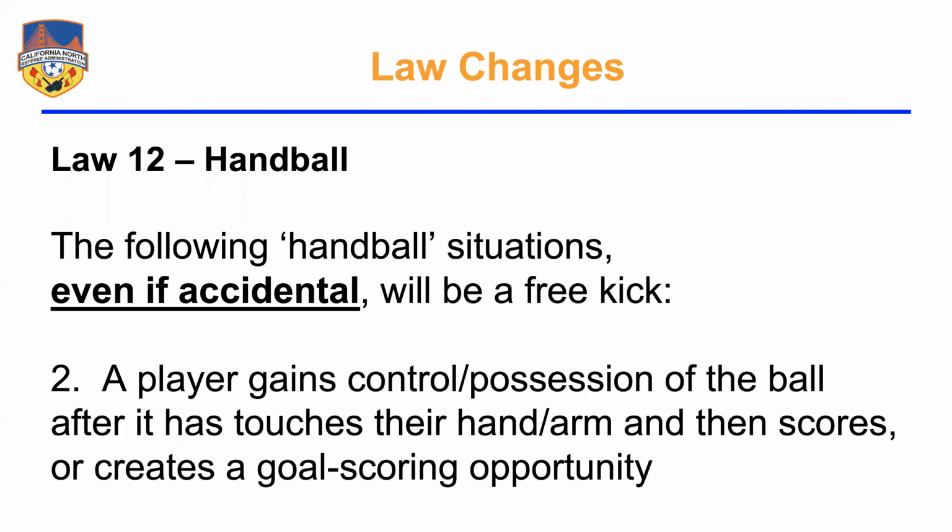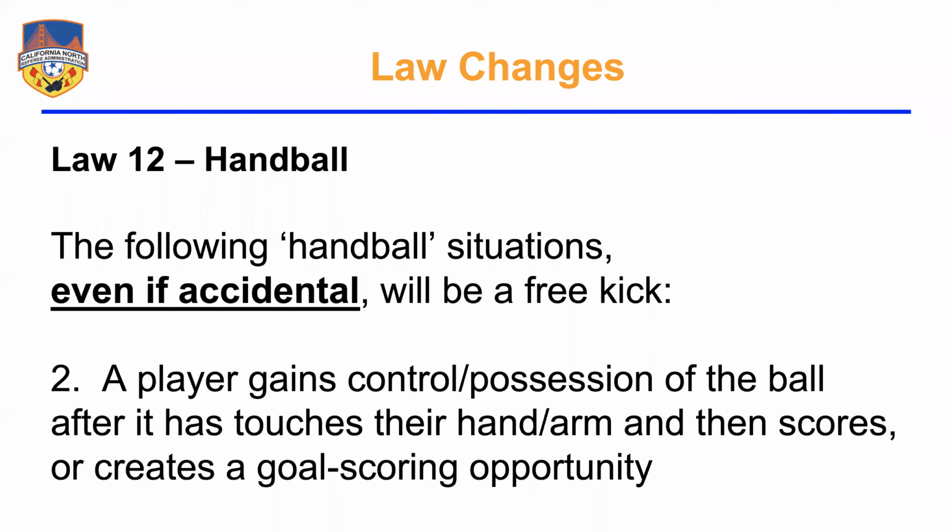If a player gains control or possession of the ball after it touches their hand or arm and then scores a goal or creates a goal-scoring opportunity. So same basic concept. If an attacker hits the ball off their arm, even if it's by accident, and immediately gets possession and starts to attack on goal, we want to call that a foul and give a free kick to the defensive team. Again, this is a fairness question.